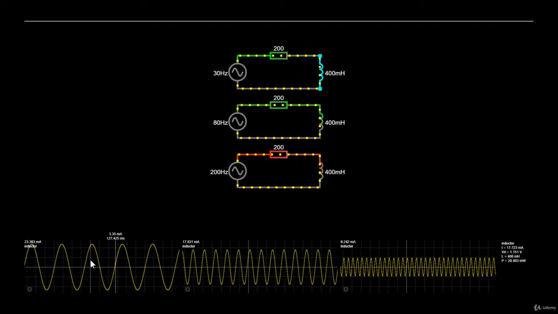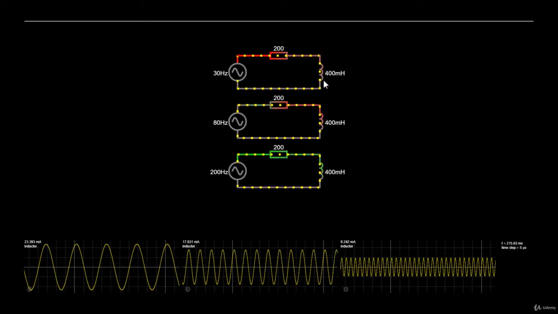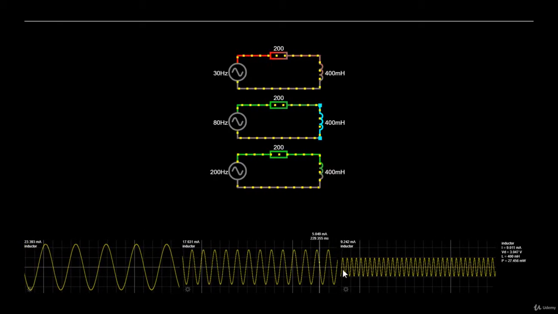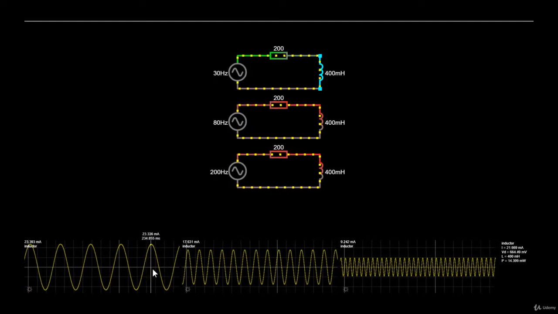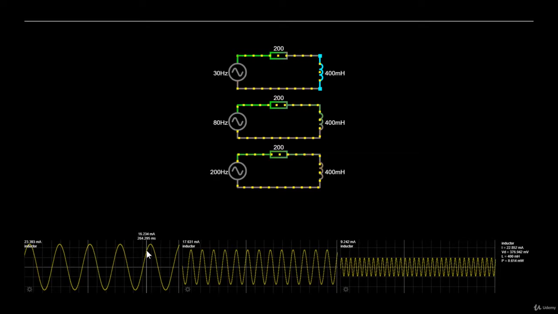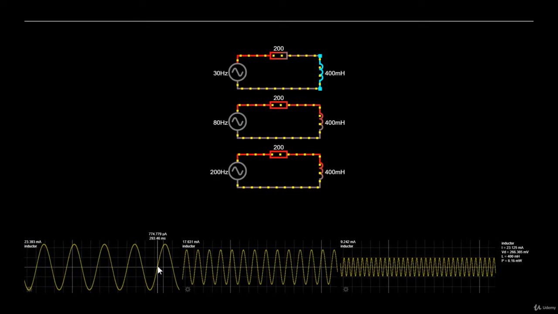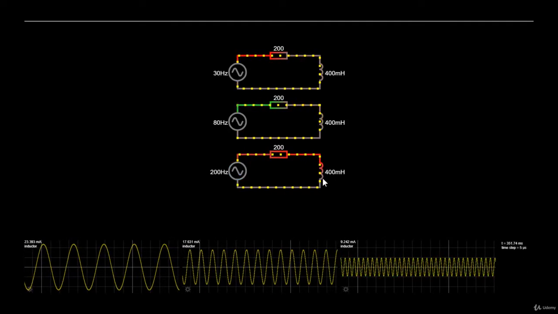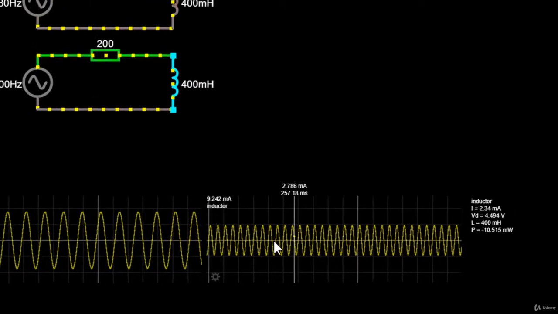What is happening here? Well, as you can see, inductors are able to pass lower frequencies more easily than higher ones because they oppose changes in current, and low frequency AC has more gradual changes, giving the inductor a chance to adjust. So the higher frequency of the bottom circuit results in a lower current.